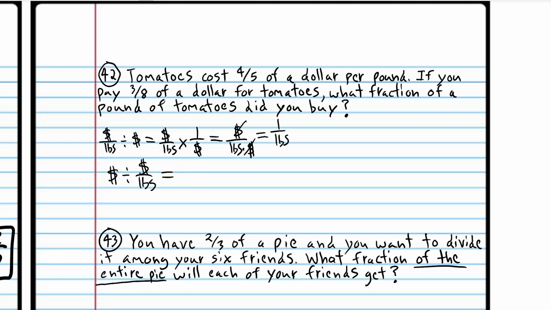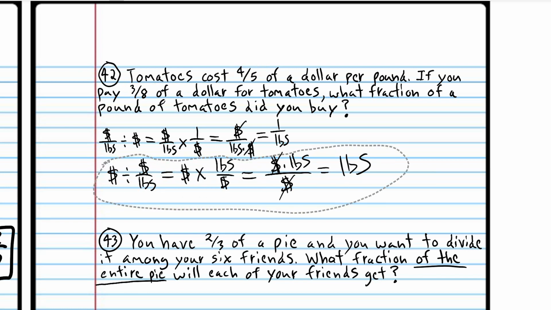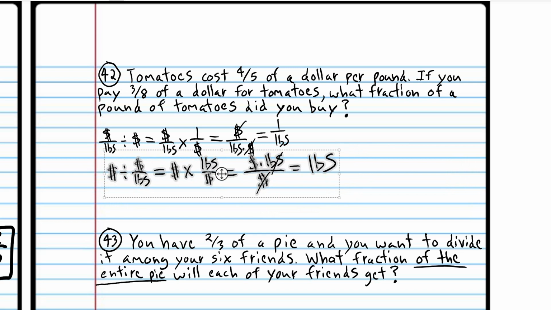I'm going to go ahead and do it just real quick here. So change the division to multiplication, flip the divisor, multiply straight across, and you get dollars times pounds over dollars, cancel out the dollars, and you end up with pounds. So the engineer is going to think, okay, well that's the correct way to do it. I need to take 3/8 and divide by 4/5, not the other way around, not 4/5 divided by 3/8. Again, how do engineers know this? Well, the way I just showed you, that's how they figure it out.